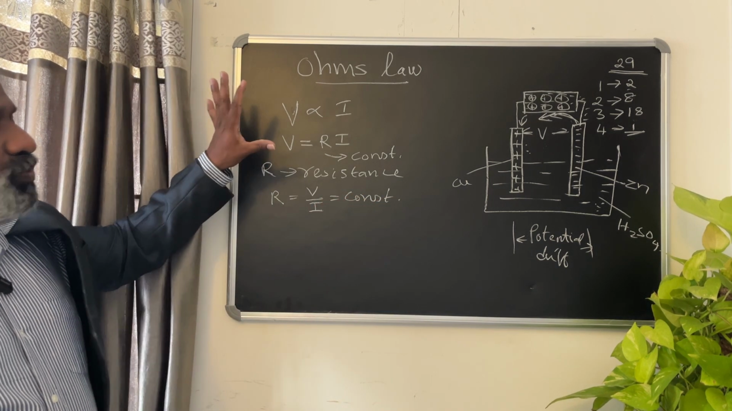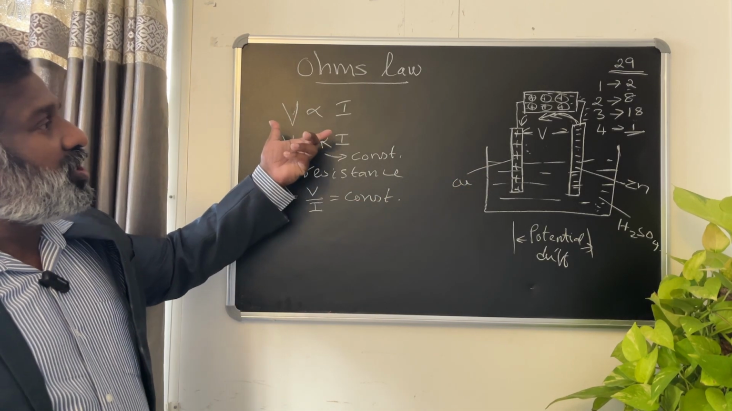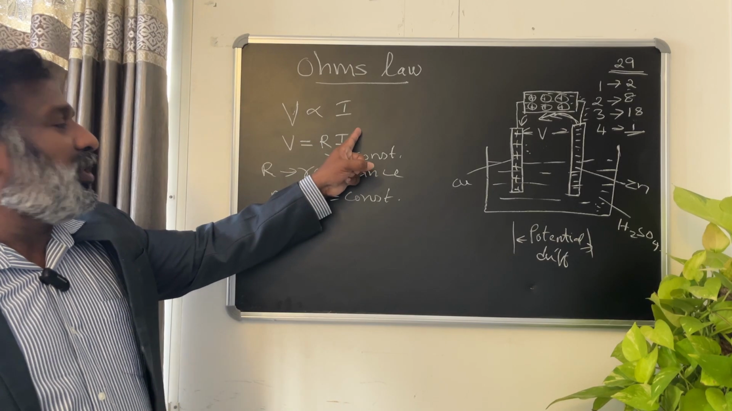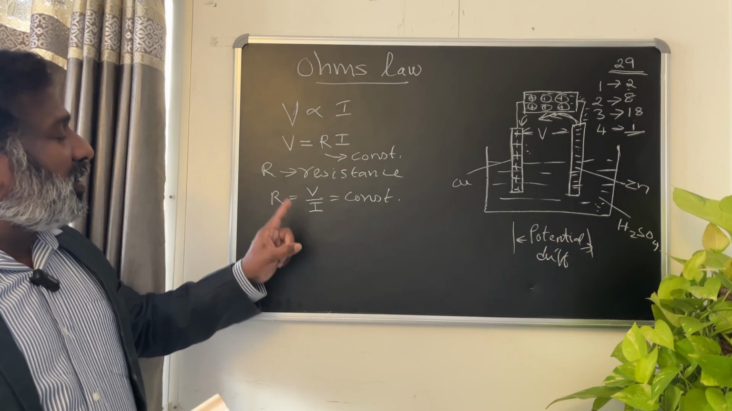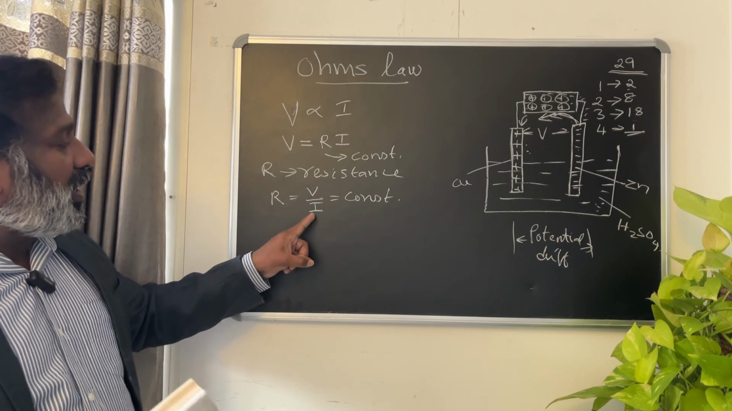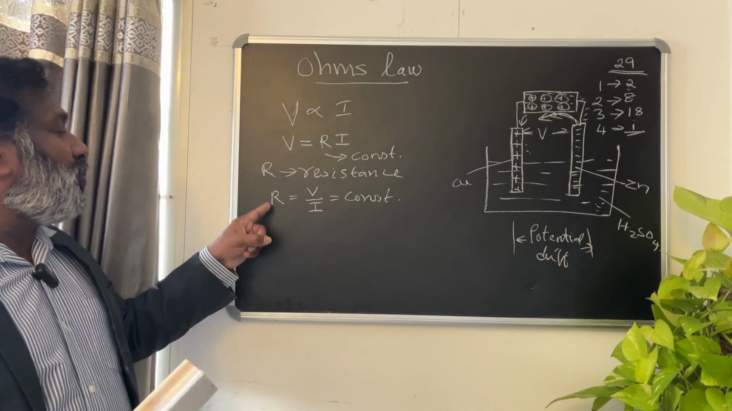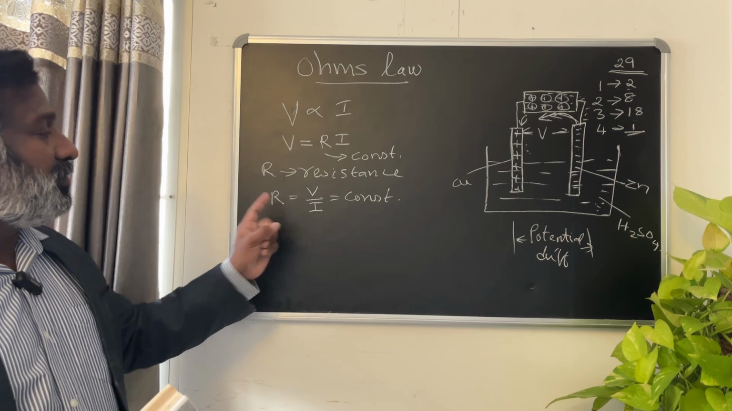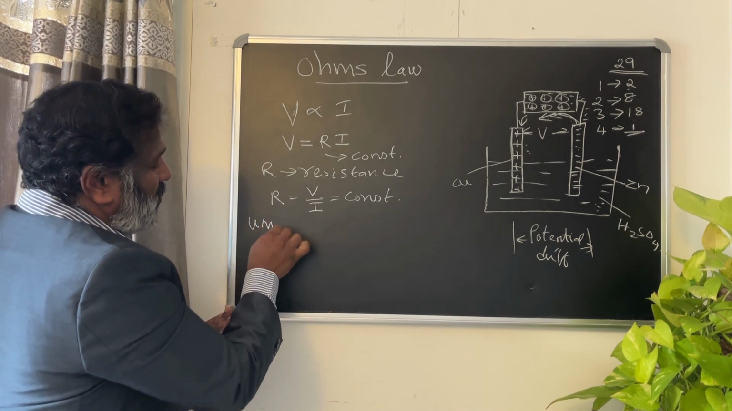So as per Ohm's law, at constant temperature, the voltage across the ends of the conductor is proportional to the current flowing through the conductor. Or in other words, at constant temperature, the ratio between the voltage applied across the conductor and the current flowing through the conductor will remain constant, and it will be equal to resistance. Clear? So what is the unit for resistance?